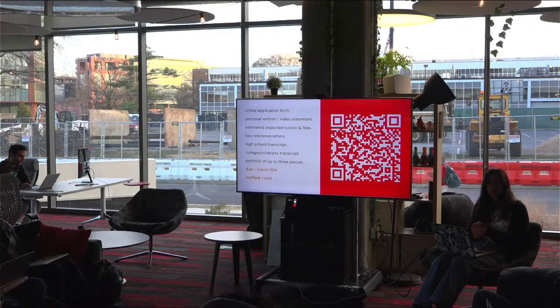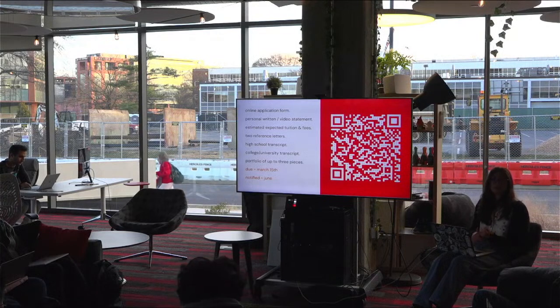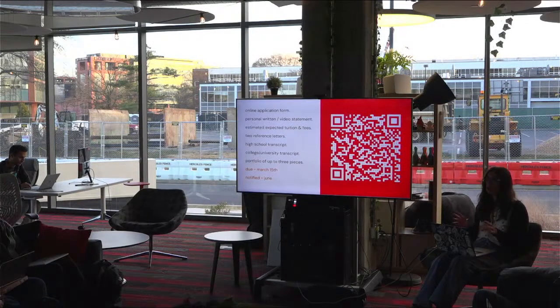You need 2 reference letters. They're not from family. You're not allowed to send reference letters from family. They have to be from employers, professors, anyone that you feel like you have worked with, have demonstrated your skills to, and can write you a recommendation letter. It involves your high school transcript. It also involves your college or university transcript as necessary. I submitted both because I applied once I had gotten into undergraduate degrees. So I was in my sophomore year when I applied to this, and a portfolio of up to 3 pieces. The deadline for the scholarship is typically March 15th.